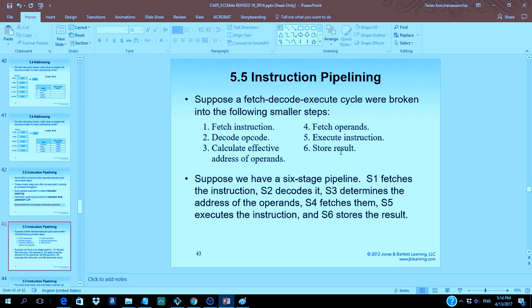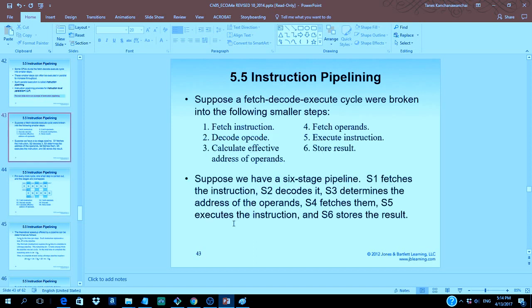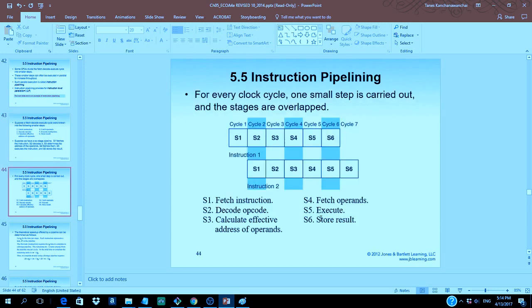So now we're going to break that down, right? These are cycles, and these are the S1 to S6 that we said, right? S1 fetches, S2 decodes, S3 determines the address of the operands, S4 fetches the operand, S5 executes the instruction, S6 stores, right? So we have S1 to S6, like this is the CPU cycle when the clock ticks.